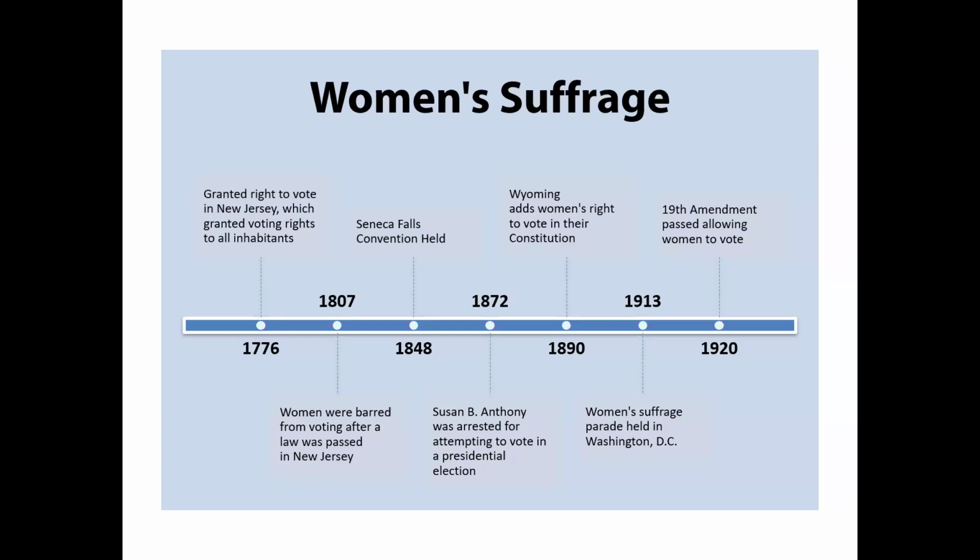It wasn't until 1807 that a law was finally passed to bar them from voting. And what's really interesting is that in that time period, in 1790, New Jersey even amended their state constitution, adding that he or she could vote in their election clause. So I find it really interesting that New Jersey was very progressive at the time compared to a lot of the other states, where it took a long time.